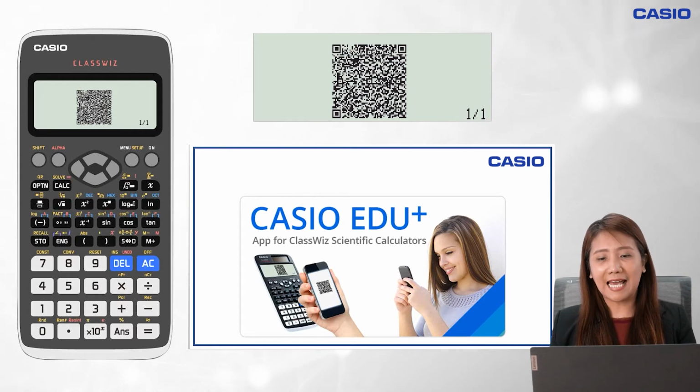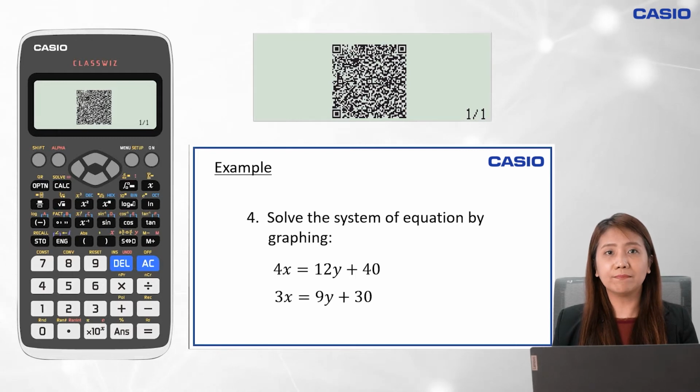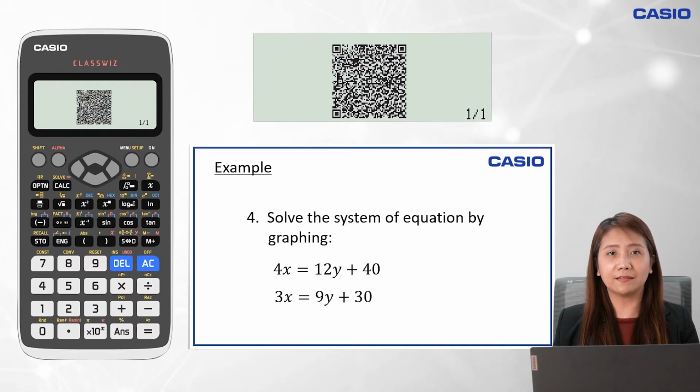Let's have our last example. Let's solve the system of equations by graphing. The system is 4x equals 12y plus 40 and 3x equals 9y plus 30. First, let's go to Menu A, Equation Function Mode, and to go there, we press Menu followed by the negative sign.